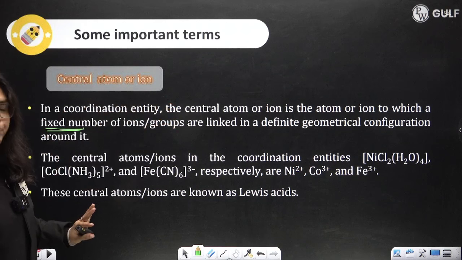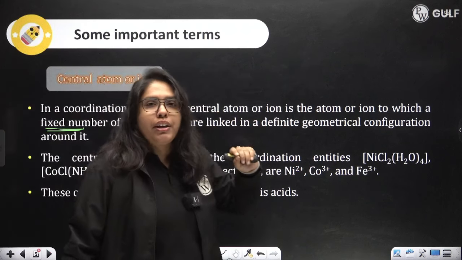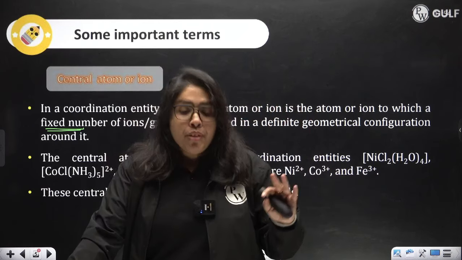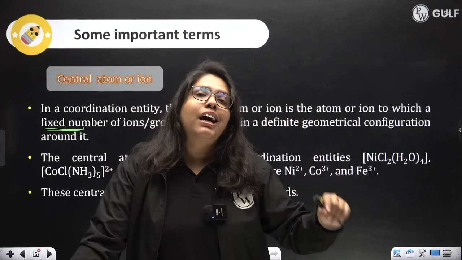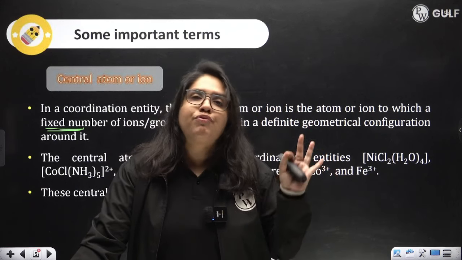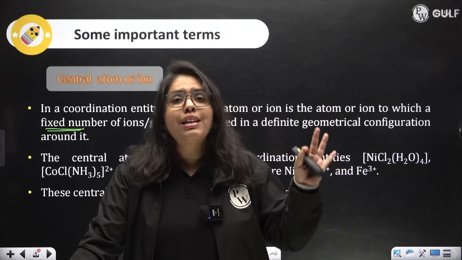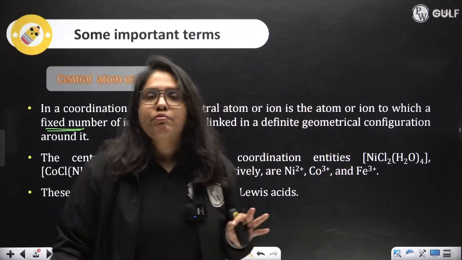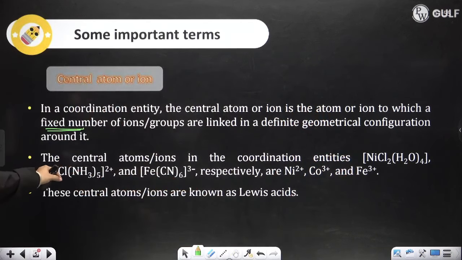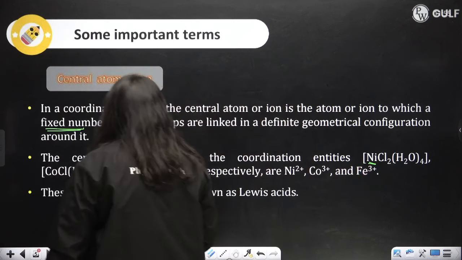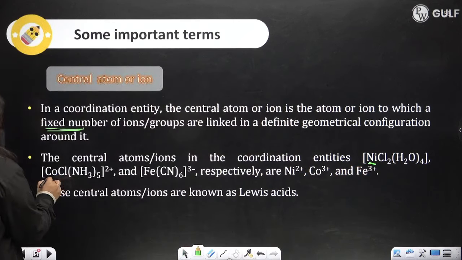They are linked in a definite geometrical configuration. Now, to understand this geometrical configuration, we will talk about valence bond theory, and there you will understand the various geometrical configurations. But what you need to understand is that a central metal atom is nothing but the atom around which a fixed number of molecules or ions are present having a particular geometry. All right. So the central atoms or ions in the coordination entities for this particular one is nickel, Ni plus 2. Over here it's cobalt, Co plus 3.